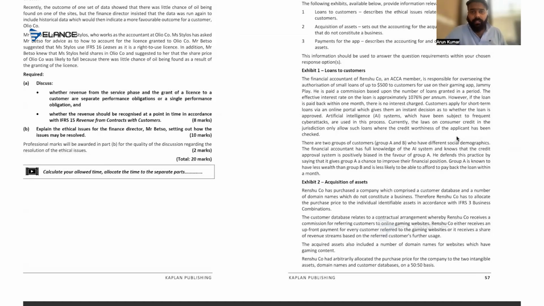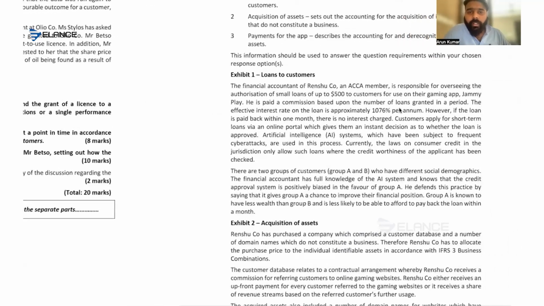So what is the ethical issue when it comes to loans to customers? Do you think that particular accountant is biased here? Because he is supporting group A, right? Why? Because he is getting a commission on the basis of the number of loans getting approved. So even if group A is not that financially stable, he is giving a biased decision for them.